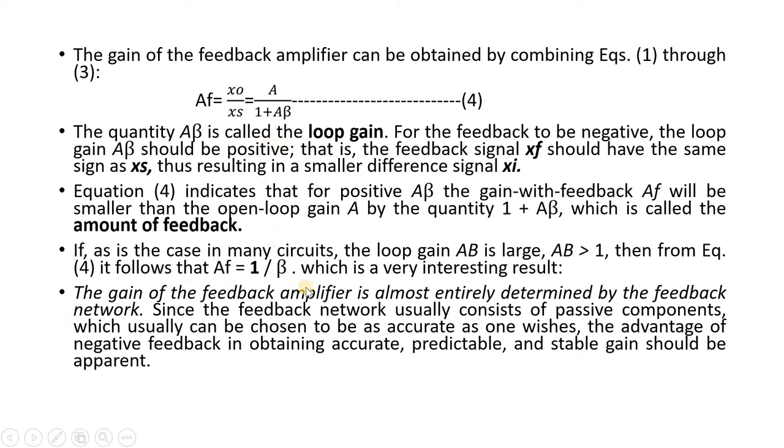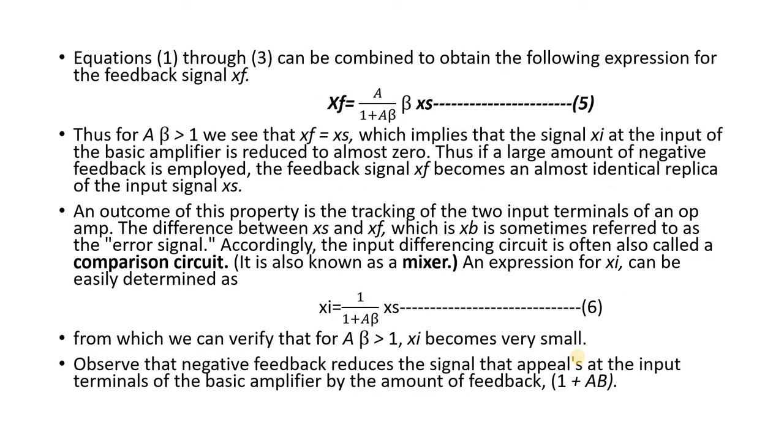So the gain of the feedback amplifier is almost entirely determined by the feedback network. That is what they are telling: the gain of the feedback amplifier depends upon the feedback network. Since the feedback network usually consists of passive components, which can be chosen to be as accurate as one wishes, the advantage of negative feedback in obtaining accurate, predictable and stable gain should be apparent. So this is the first question.